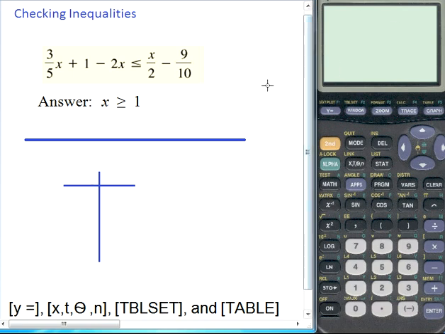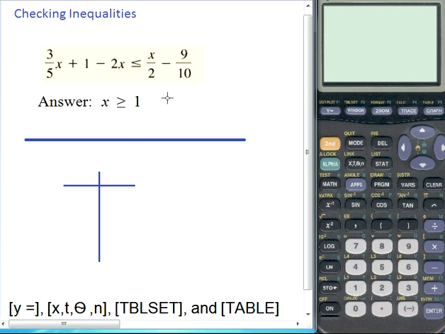Alright, we're going to look at how to check inequalities. And generally you do not find information on this in a textbook. The first inequality was a two-sided inequality with a less than or equal in between. And I calculated it, and the answer that I got was x is greater than or equal to 1.